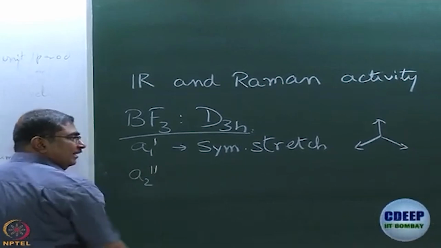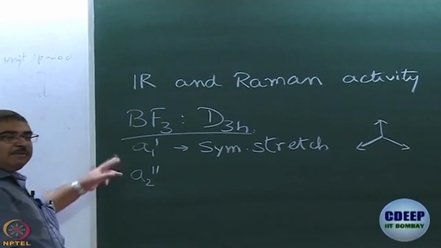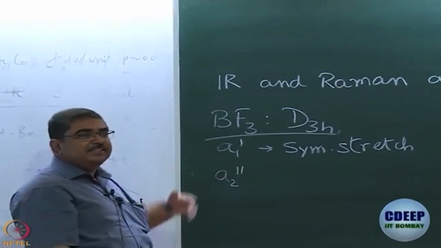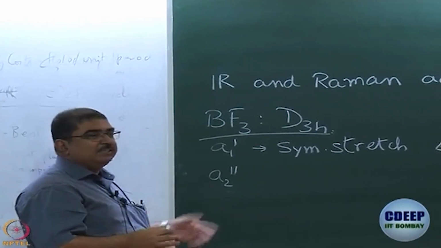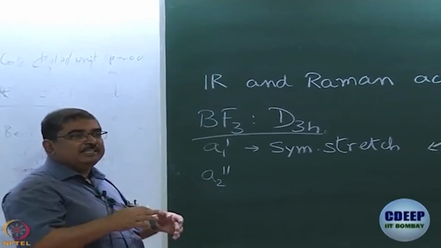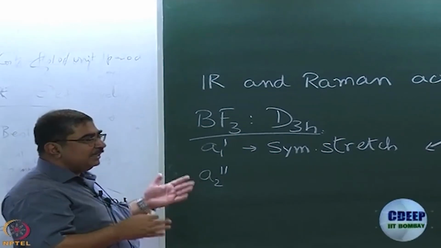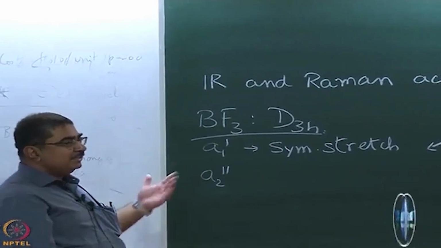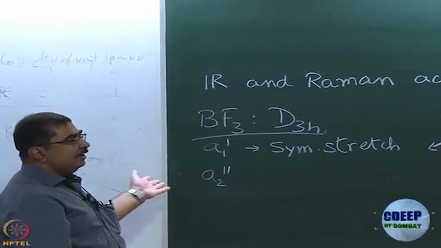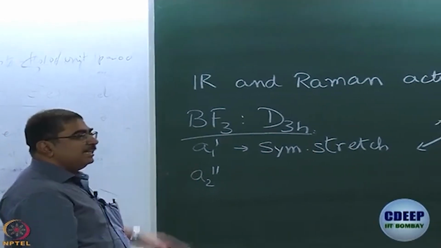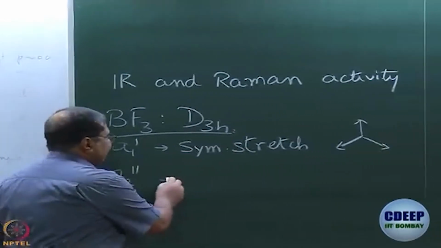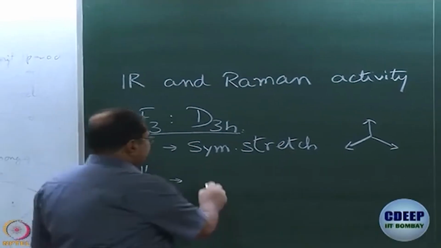A2 double dash, right? And remember, why am I using small letters here? We said that we are going to use small letters for wave functions and normal modes in this case. We are going to use capital letters for states. When we talk about states next week, electronic states, or maybe on Thursday, you will see that we are going to use capital letters as well. But A2 double dash, what kind of motion was that? Doming motion.